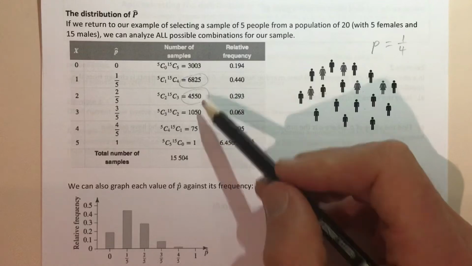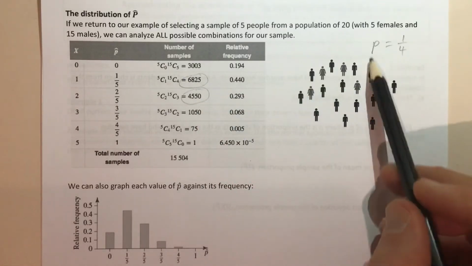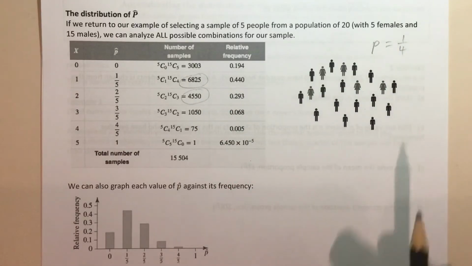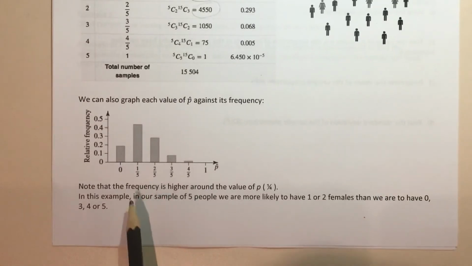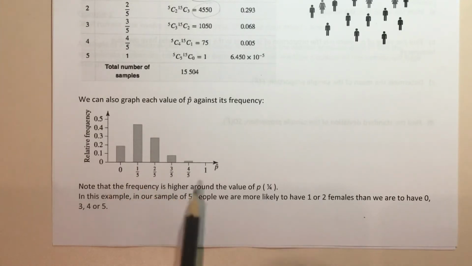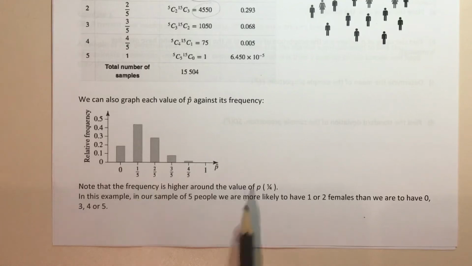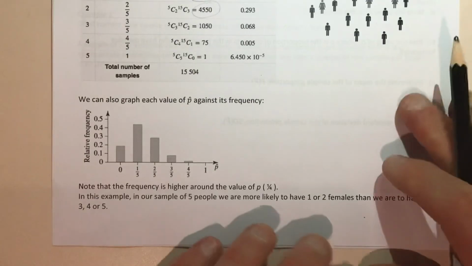And that's because 1 out of 5 and 2 out of 5 are the proportions that are closest to what's actually in the population. So if we were to graph it, you can see that the probabilities, or the proportion of times these samples are likely to happen, the probability is much higher for those two, 1 out of 5 and 2 out of 5. And for all the others, it kind of tails away. The further away we get from the value of P, the less likely that sample is to happen. It's possible to happen, but it's less likely.